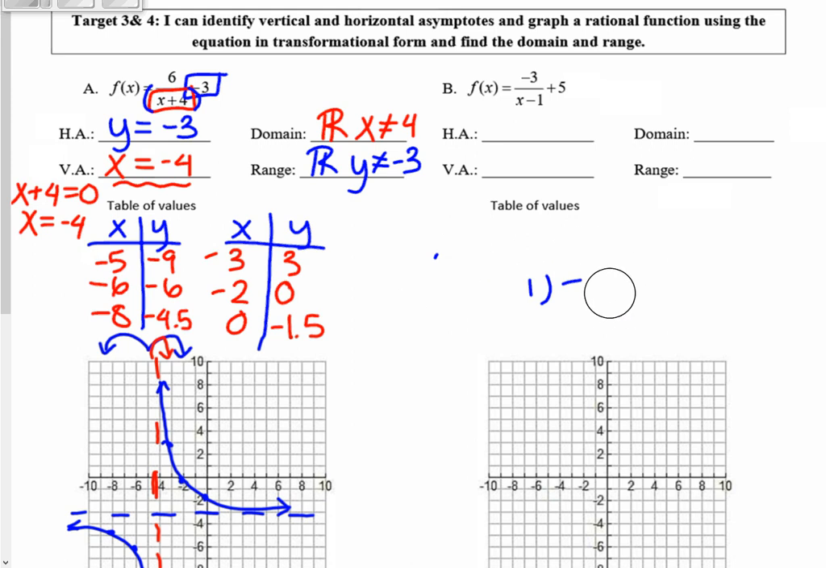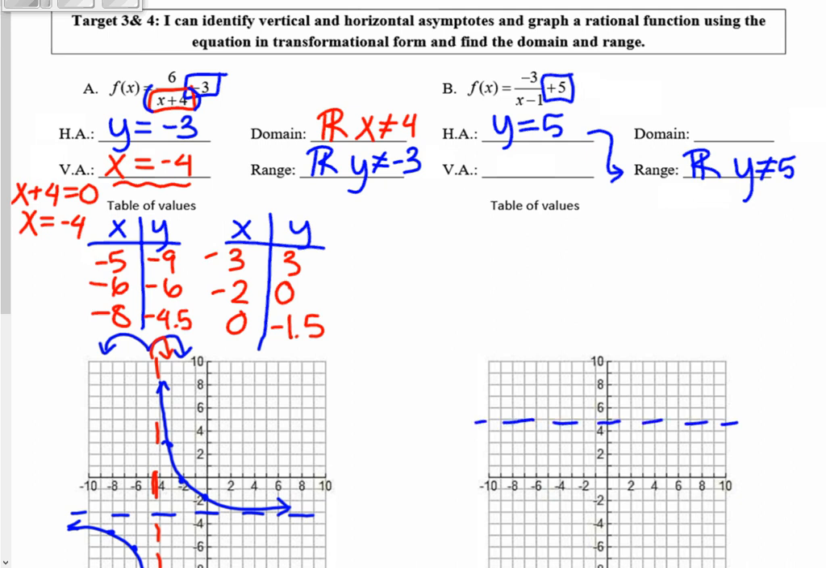So again, in B, the first thing it wants is my horizontal asymptote. Remember to write that as an equation. So it's y equals always the number we add or subtract from the outside. So 5. Remember, that is going to help me find my range because my range uses my y values. Tells me my range is all real numbers except for y can't equal 5. Go ahead and put that on my graph too. And I have my horizontal asymptote of 5.